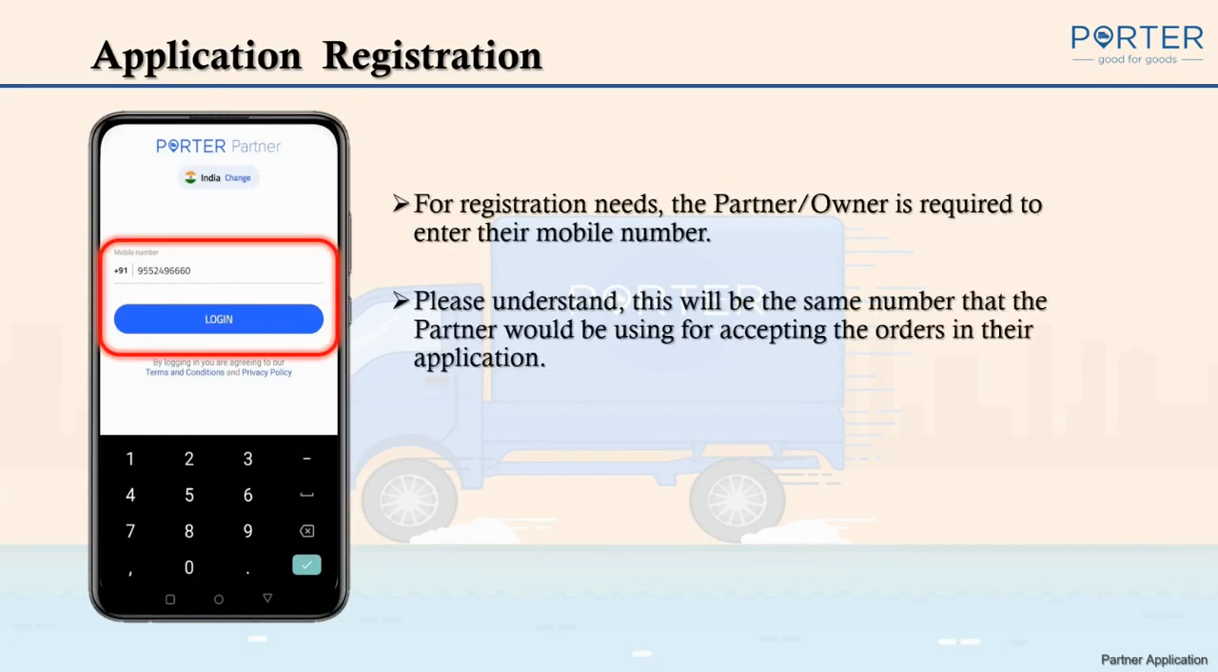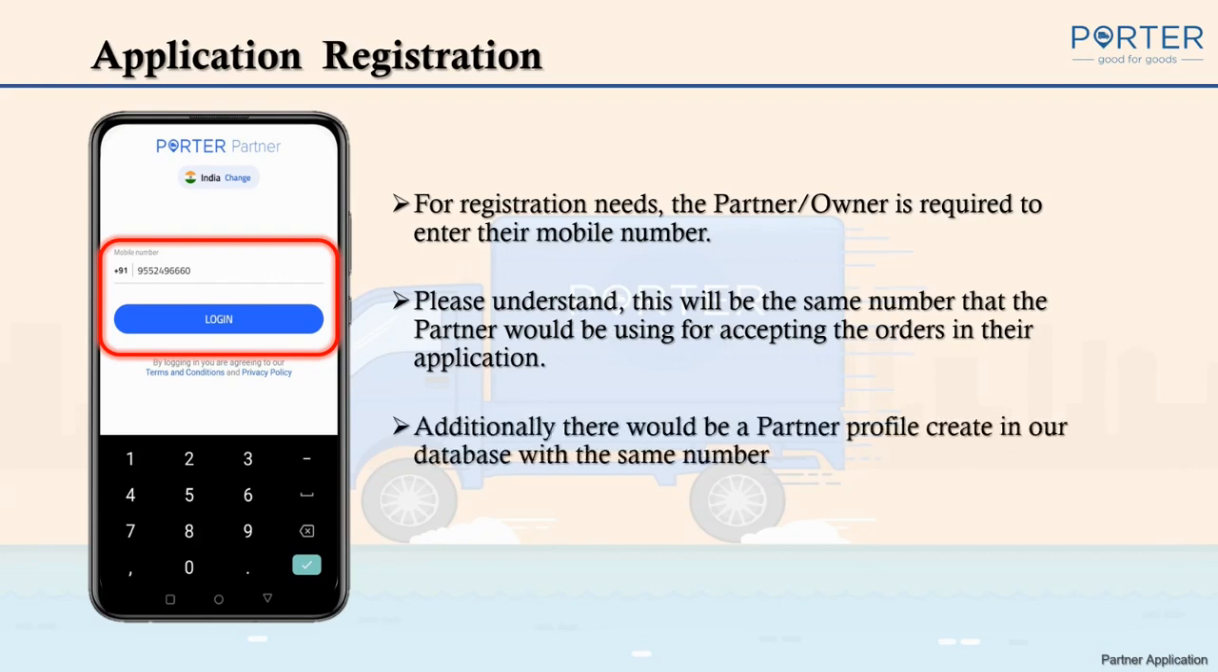After entering the mobile number, once the driver clicks on login, a partner profile is created in our database with the same number. Additionally, the same number would be used by the customer and the CC team when they are trying to contact the driver once the onboarding process is completed.